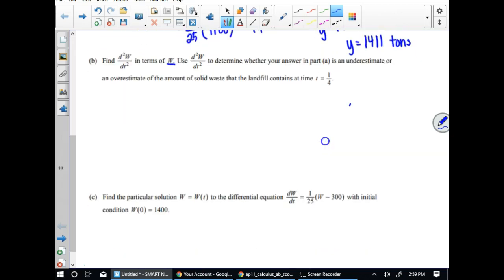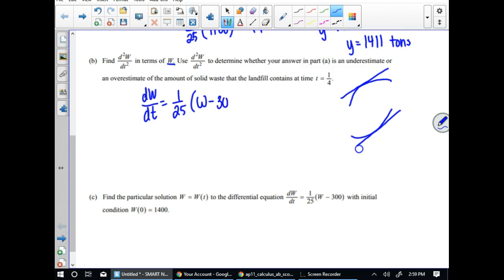If the graph is concave down, then a tangent line would lie above that graph, which would make it an overestimate. If the graph is concave up, the tangent line would lie below the graph, which would make it an underestimate. So we're looking for concavity here. So we're going to start with our derivative, dW/dt equals 1/25 times (W minus 300). And we're going to take the derivative.